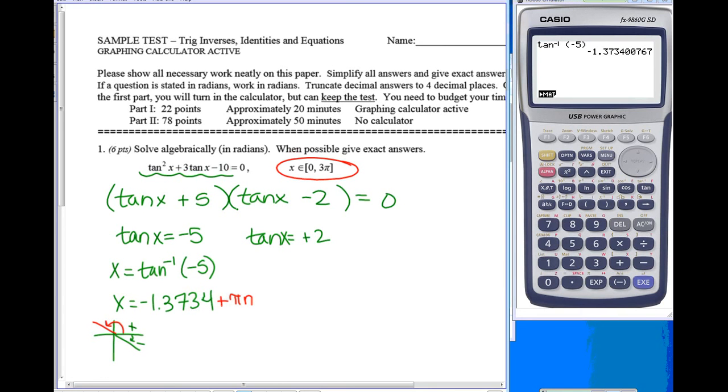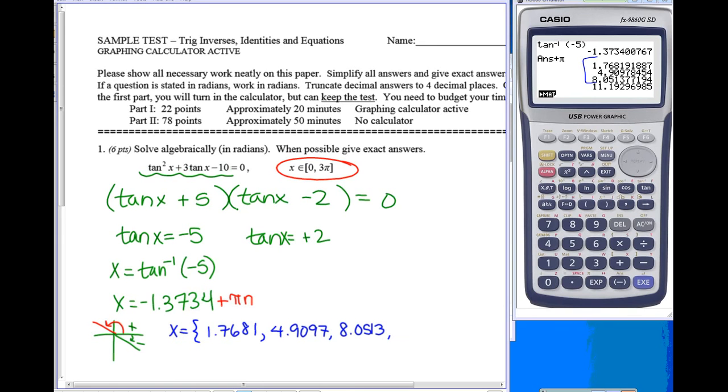So let's use our calculator to take this number, and I'm just going to add pi to it. All right, so there's one answer, and that's the answer over there in the second quadrant. I could add pi again, and I would get 4.9. I could add pi again, and I would get 8.05. If I keep adding pi, I would get 11.19, but that answer is too big because 3 pi is a little more than 9-ish, 3 times 3.14. So I know that I only want the first 3 of these positive answers up here. So I'm going to write those down.